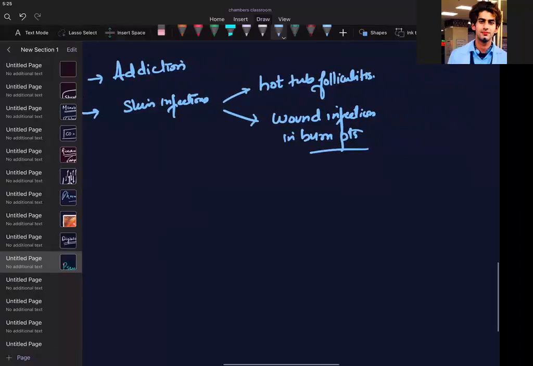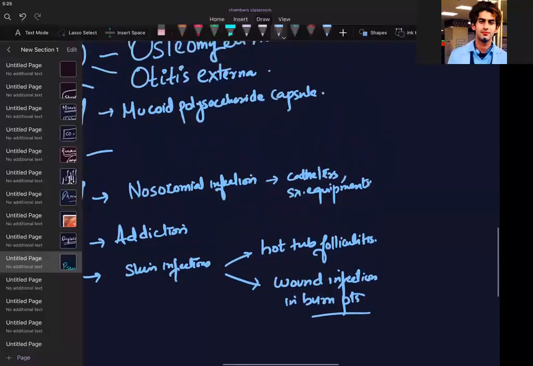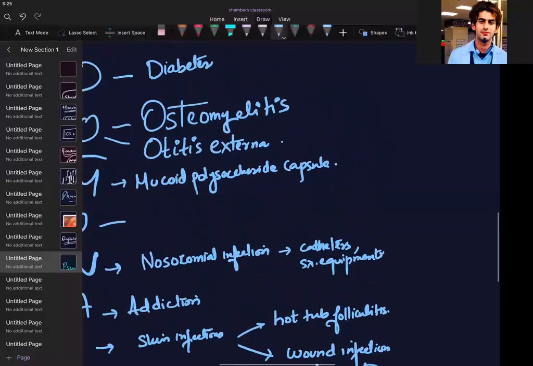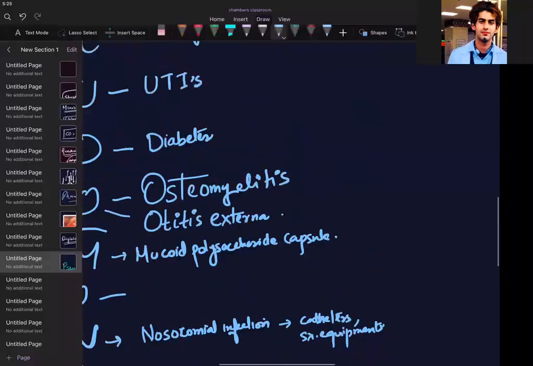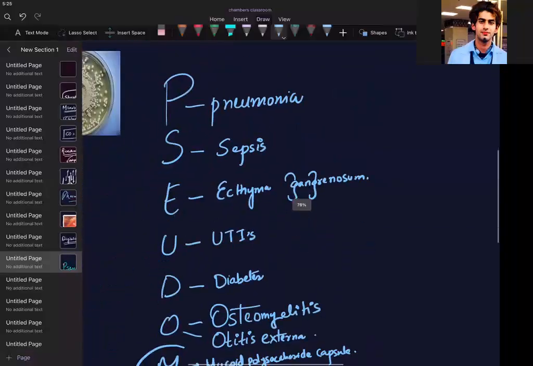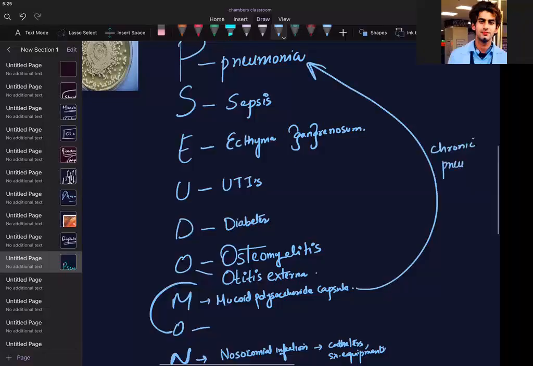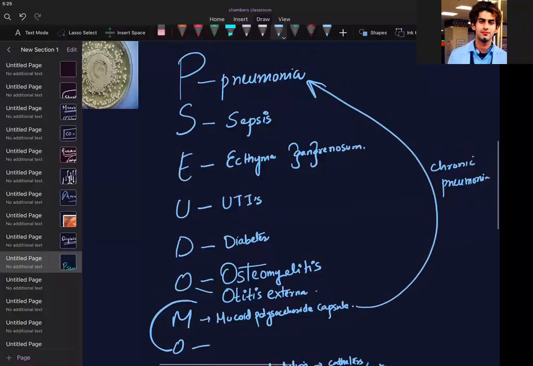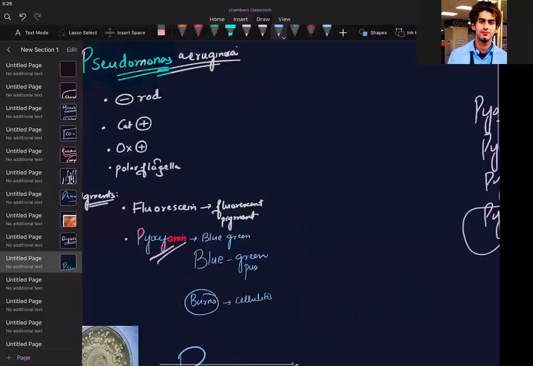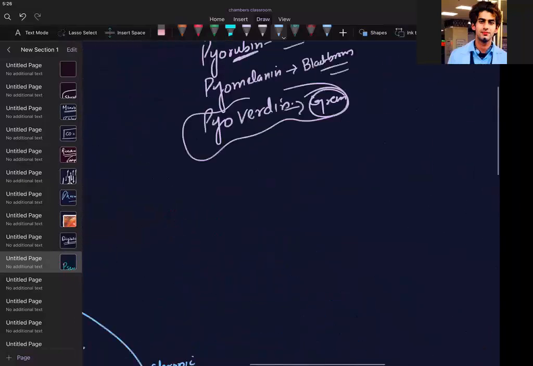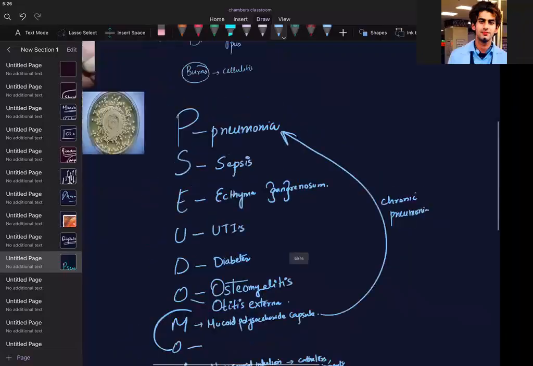What is the mucoid polysaccharide? This is the capsule which helps in causing chronic pneumonia. We said in the beginning it causes chronic pneumonia. So make an arrow like this. It causes this chronic pneumonia. Now how to remember its virulence factors? That also I have a mnemonic for you. This was about disease associations.